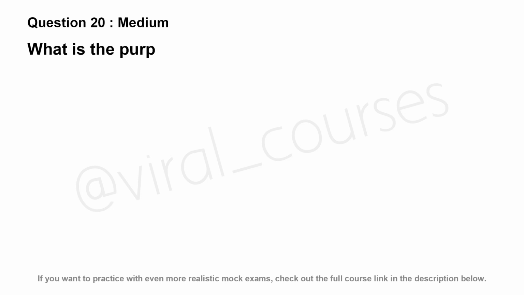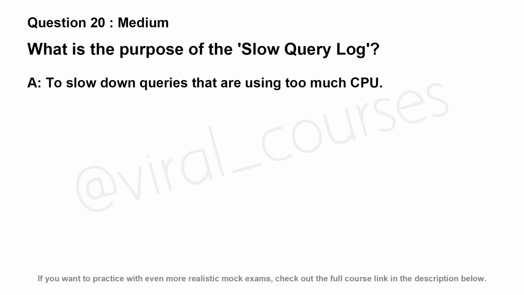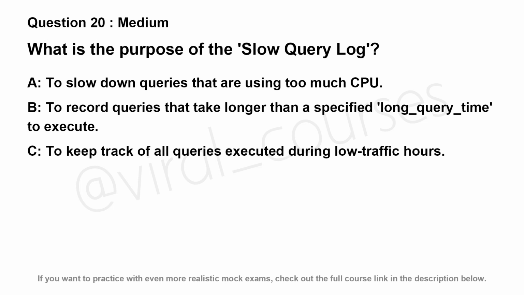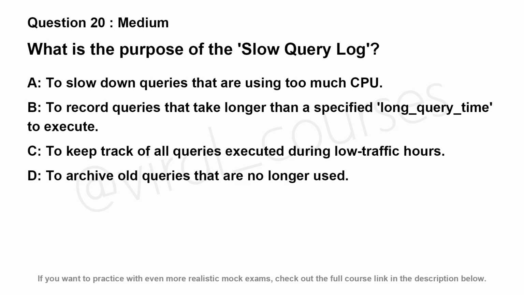What is the purpose of the slow query log? Option A. To slow down queries that are using too much CPU. Option B. To record queries that take longer than a specified long_query_time to execute. Option C. To keep track of all queries executed during low traffic hours. Option D. To archive old queries that are no longer used.